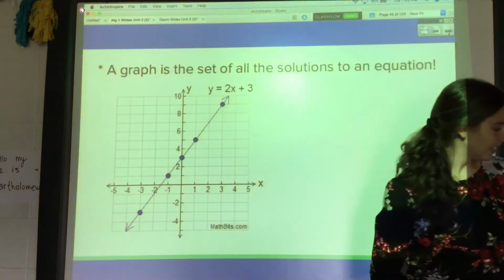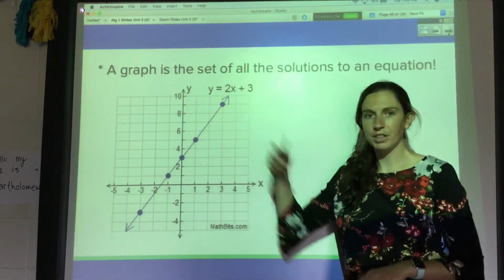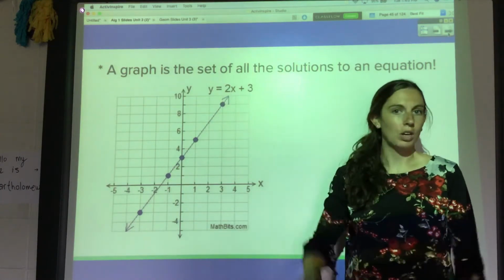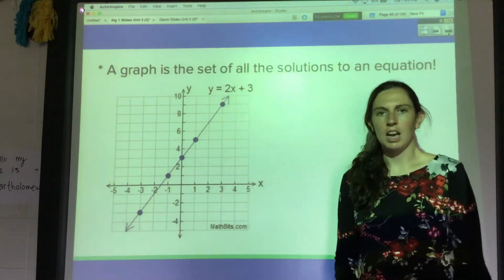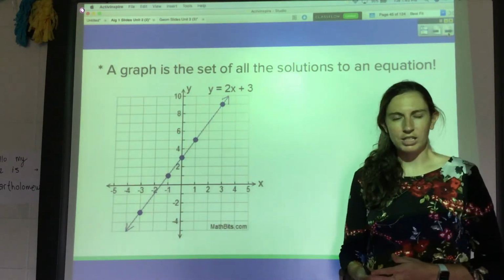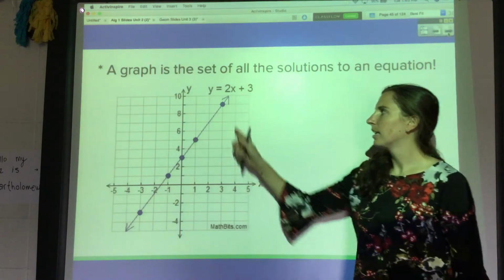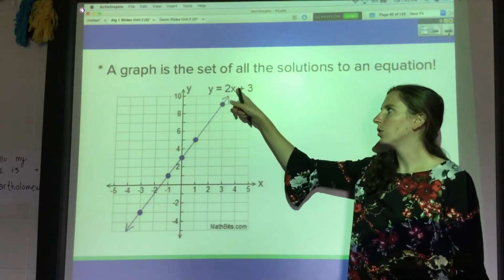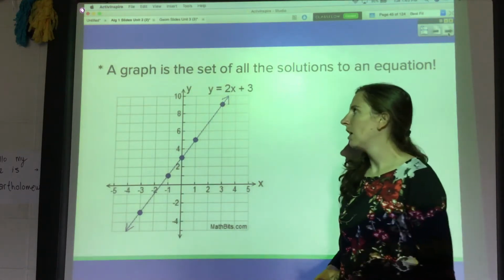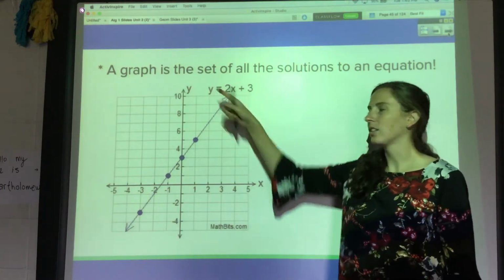So far in this class, we've only been talking about solving equations with one variable, like 2x plus 3 equals 4 or something like that. And in that case, you can find the one answer that works. But sometimes equations might have multiple variables. And so like this equation right here, y equals 2x plus 3, this equation has infinite solutions. I could plug in any number for x and get out something for y.